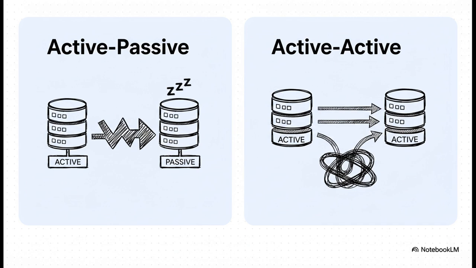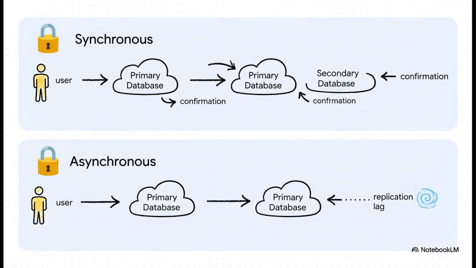Then you've got active-active. Here, both sites are live and handling traffic. It's much more efficient, no wasted resources. But, and this is a big but, it is way more complex, especially when you start thinking about data consistency. And really, at the heart of all of this is how we handle database replication. It's the key to keeping our standby sites useful.